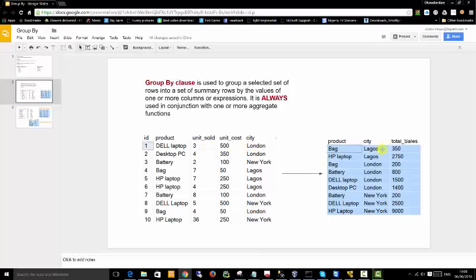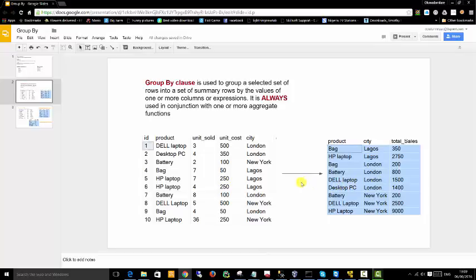So to get the total sales, we have to multiply the units sold by the unit price. And that way, for Dell laptop, if you multiply 3 by 500, we'll have 1,500, right? Yes, we'll have 1,500. Now, if you look at Dell laptop here, on the right hand side, we have 1,500, which is cool. But how did we achieve this?